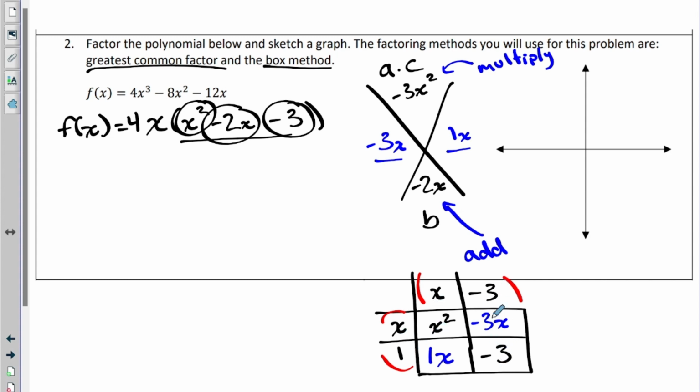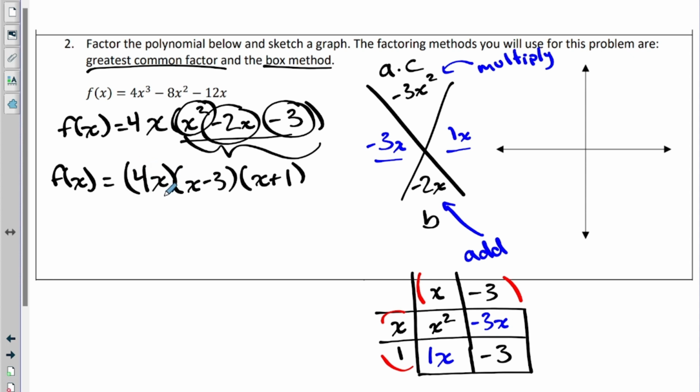And so the area model works, which means that this whole thing factors into x minus 3 times x plus 1. And we still had this factor of 4x out in the front. And so we can write it like this, okay?